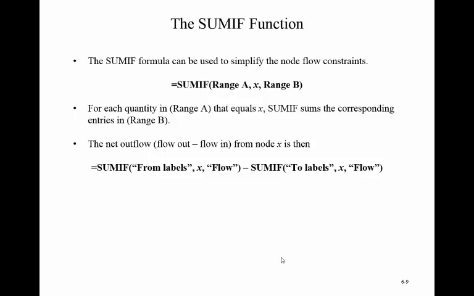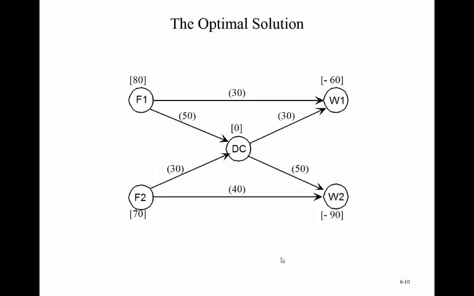Basically, SUMIF just says the following. If you've got a big range of numbers, only add up certain ones that are obeying certain criteria. So in this case, we're saying only add it up if it's an arc that's emerging from the distribution center, for example. So here's the optimal solution now, labeled on that network representation.